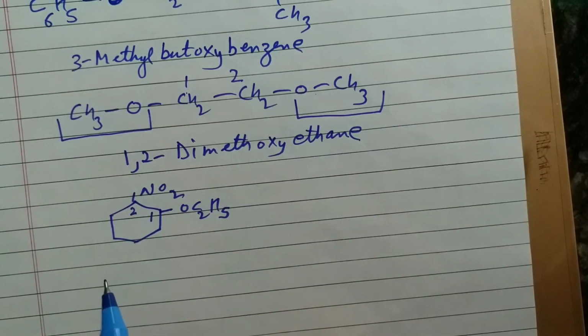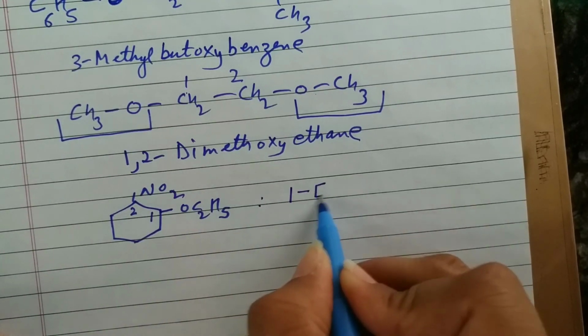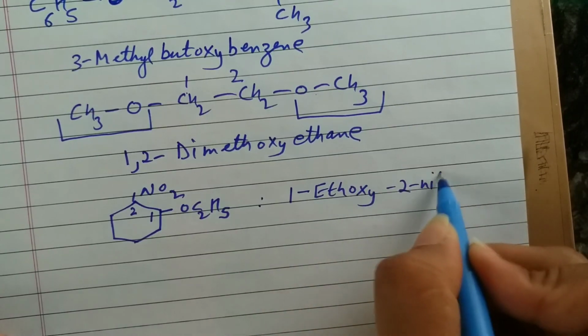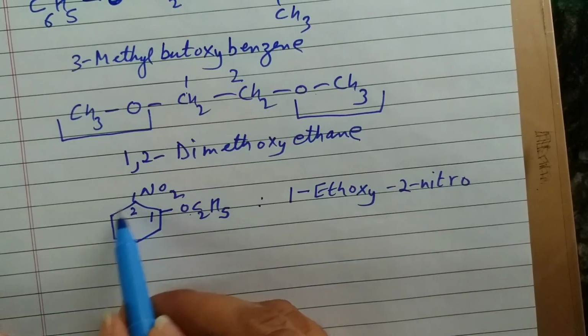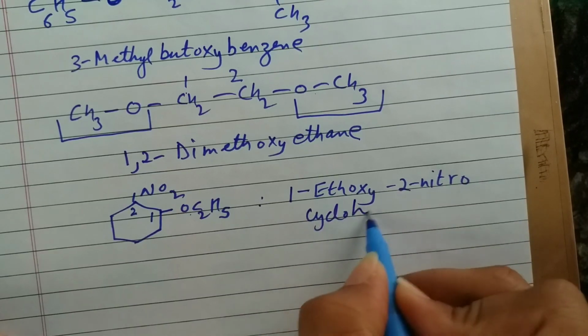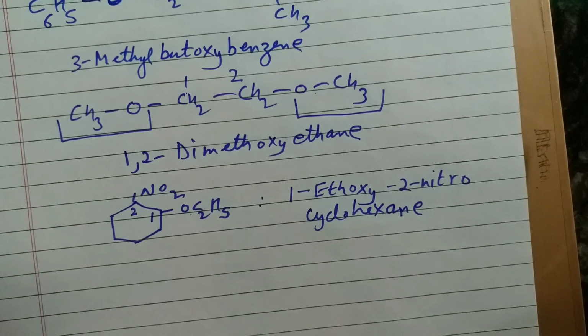So what I am considering here is alphabetical order. Ethoxy comes first, and now list the same alphabetically. So it's 1 ethoxy, 2 nitro, 1 ethoxy, 2 nitro, and the parent. What is the parent on which the 2 groups were present? That's cyclohexane. Okay, so it's 1 ethoxy, 2 nitro, cyclohexane.